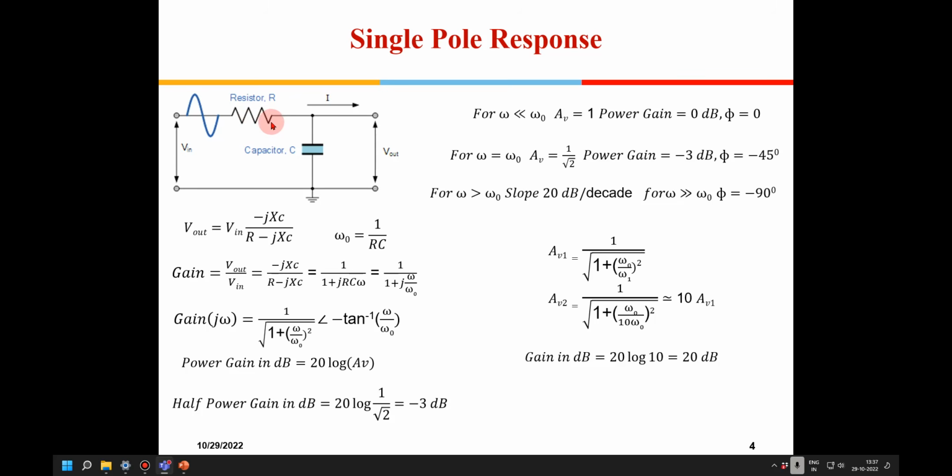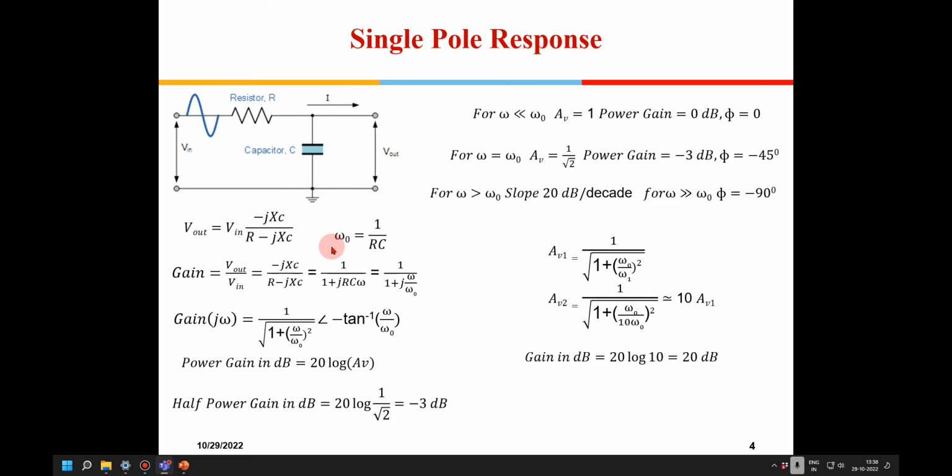Okay, now let's take a single pole response. That is, you have just a resistor and a capacitor. Now V out will be given by V in times this impedance. This is 1 by C omega, right? That can be written as minus j Xc, where Xc is nothing but 1 by C omega. And then the sum of these two impedances is R minus j Xc.